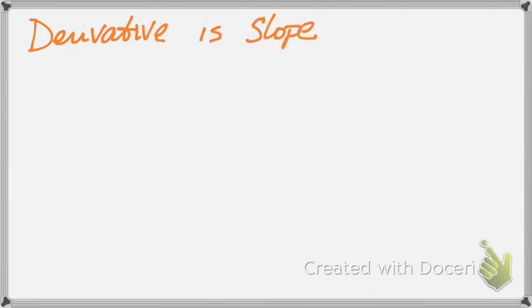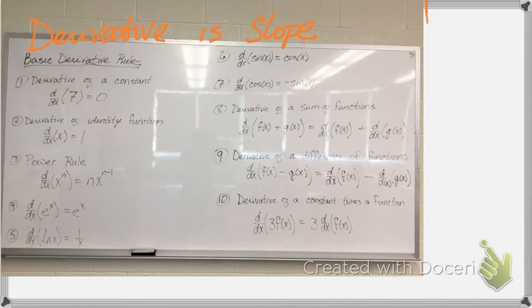In this lesson, we are going to learn a new rule for taking derivatives. So remember that derivative is slope, and we have these 10 basic derivative rules that we learned in class. So these should be in your notes, but if not, hit pause and copy down the 10 basic derivative rules.